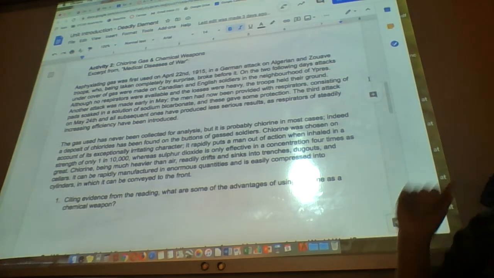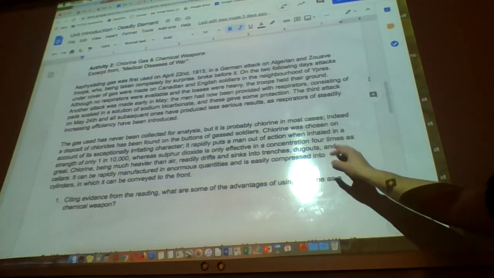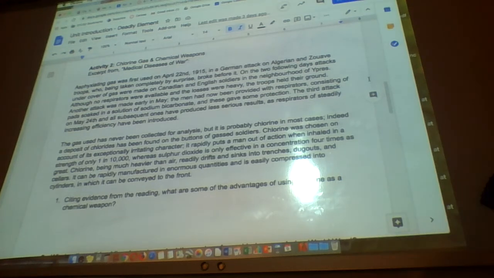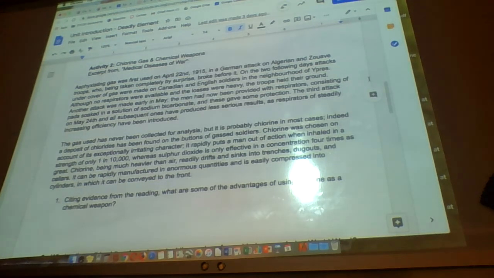Go ahead, Jacob. It was heavier than air, so it wouldn't just trenches. Okay, could be. Look deeper into the second paragraph. Ben, go ahead. It's easy to obtain. Easy to obtain. Yeah, chlorine is easy to produce, easy to manufacture, but it's also easy to compress, so you can store it in small containers and transport it easily. So that's one of the reasons why chlorine was used so much in World War I.